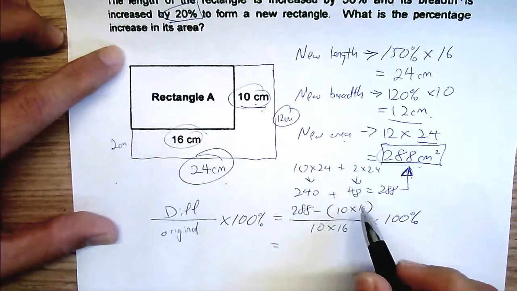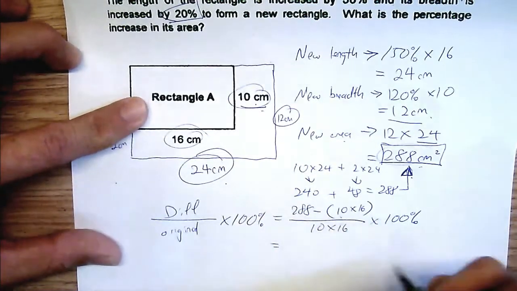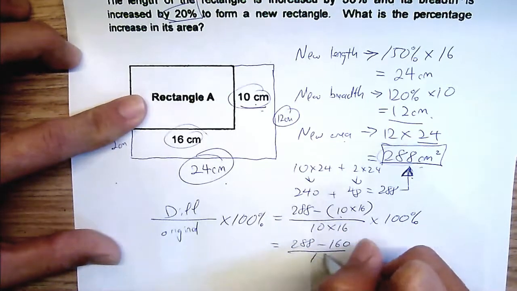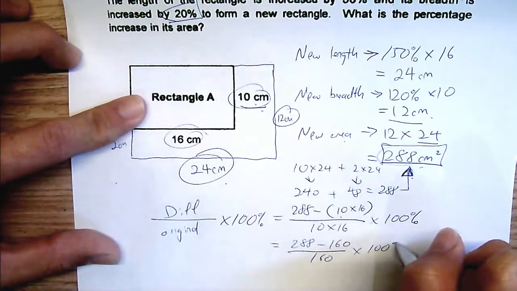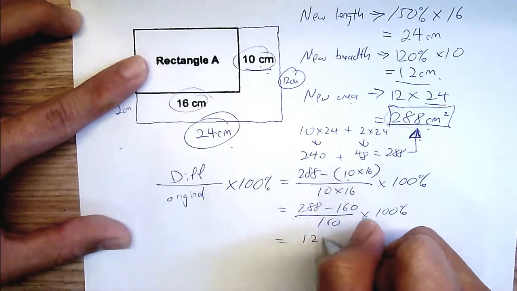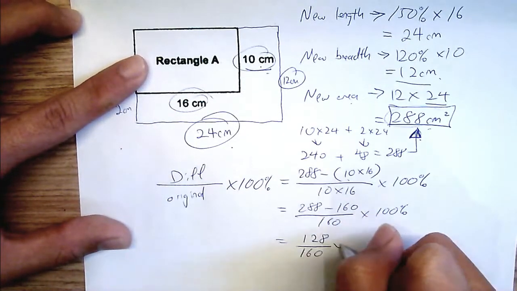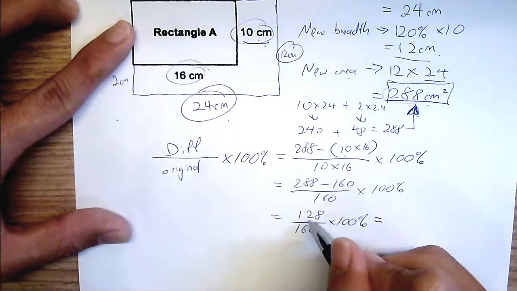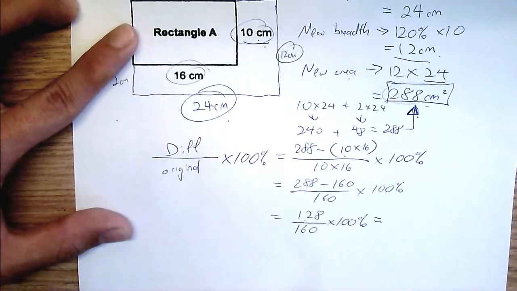So 288 minus, what is 10 multiplied by 16? 160, right? So 288 minus 160 over 160 multiplied by 100. Okay, so what is 288 minus 160? That will be 128. So 128 over 160 multiplied by 100%. At this point, I'm not going to use mental calculation anymore, because 128 divided by 160 times 100% is not a very simple mental calculation. Okay, let's just throw it inside the calculator.